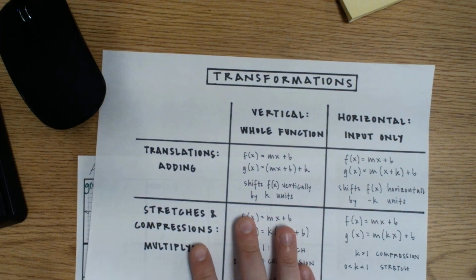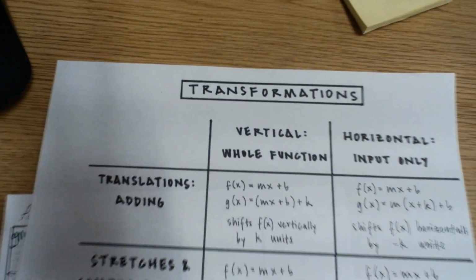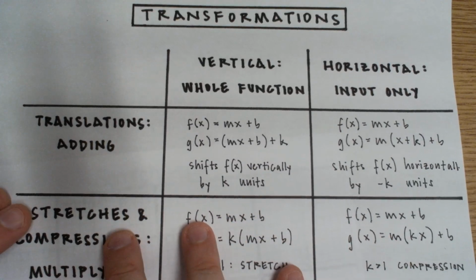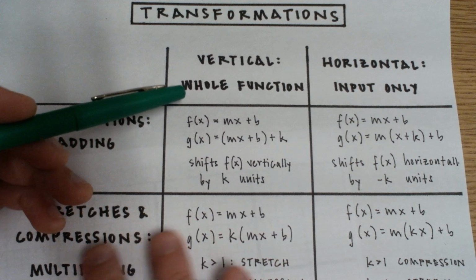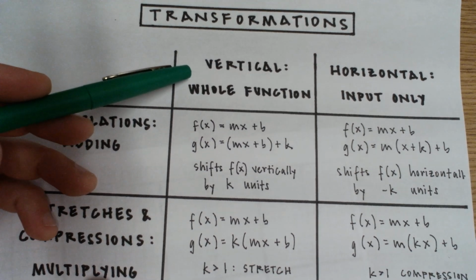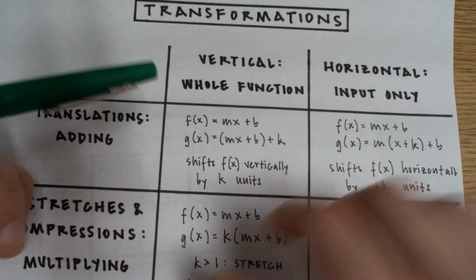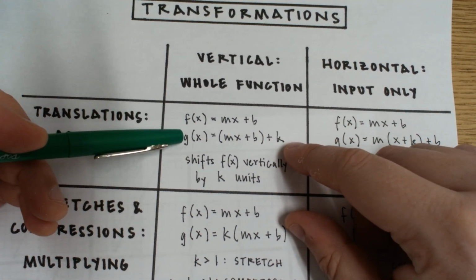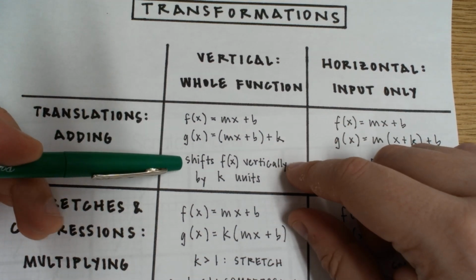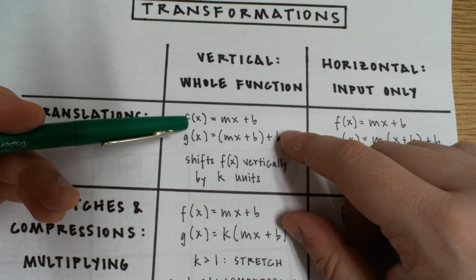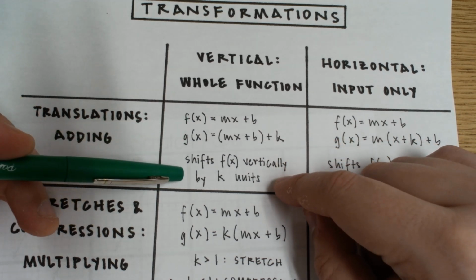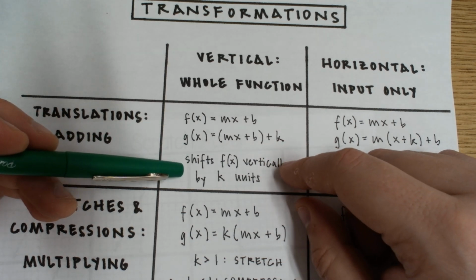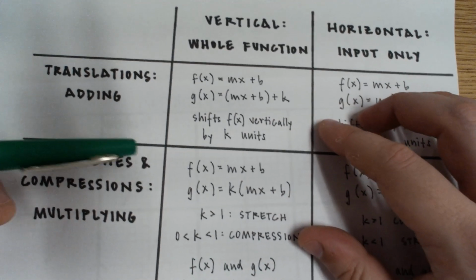Okay, let's take a little bit of time and dive a little deeper into some of our transformations. So, just looking at our little notes page here, you've got the vertical change when you're doing the whole function. If I'm just adding something to the whole equation, that's going to shift it vertically. So, if I did plus 5, it's going to move the y-intercept up 5. If I did minus 5, move the y-intercept down 5.